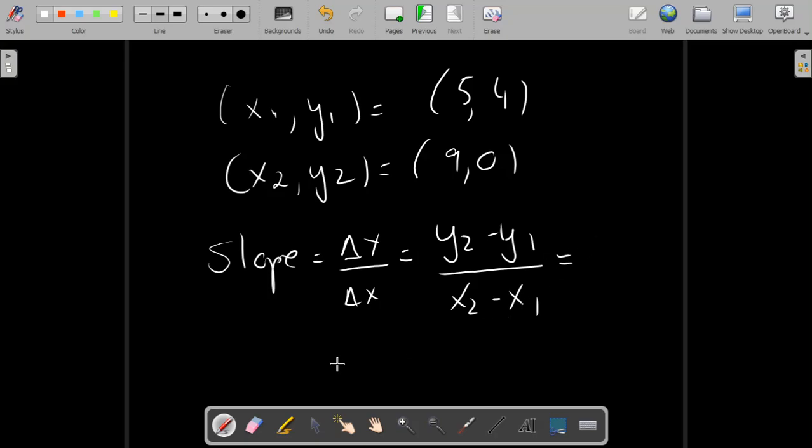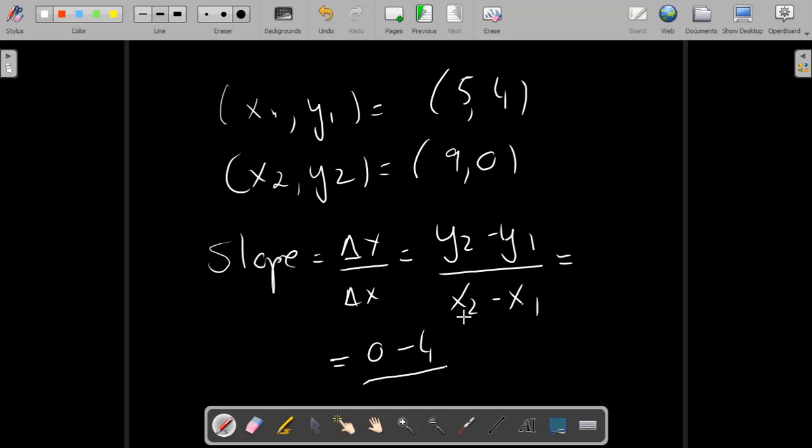But let's put the numbers in. What is y2? y2 is the 0. What is my y1? Well, x and y. This is my y2. So minus 4.